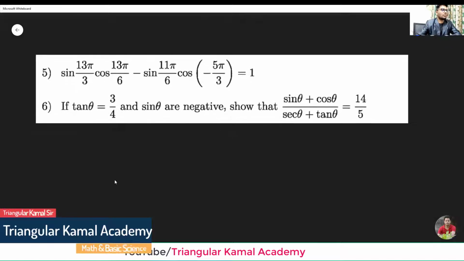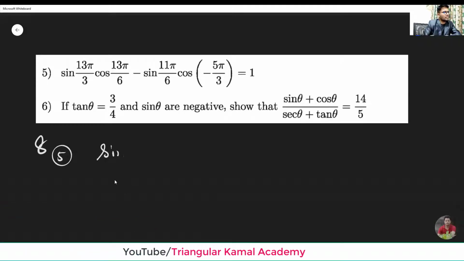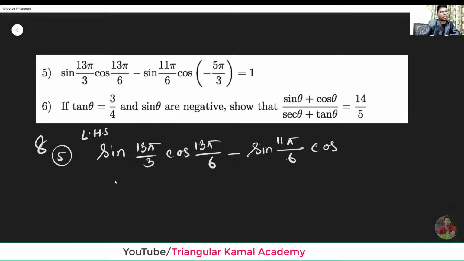So here also, after doing simplification, the result will be 1. Question number 8, 5. This is the left hand side: sine 13 pi divided by 3, cos 13 pi divided by 6, minus sine 11 pi divided by 6 and cos minus 5 pi divided by 3. Now let's see here.